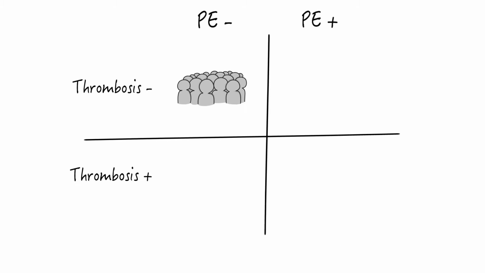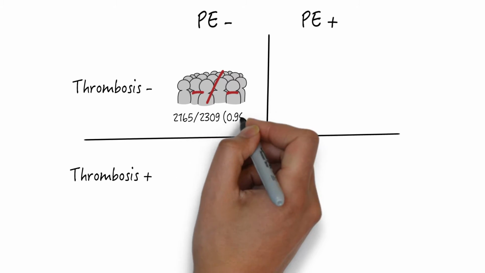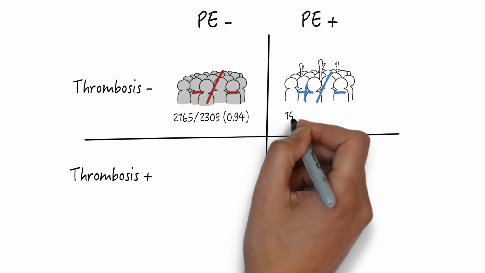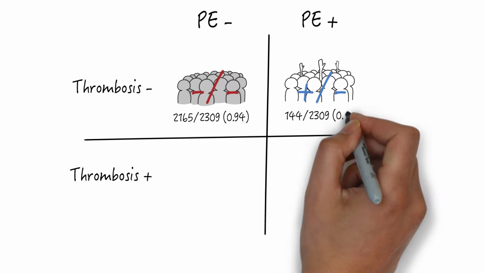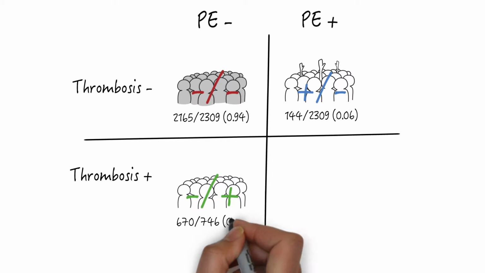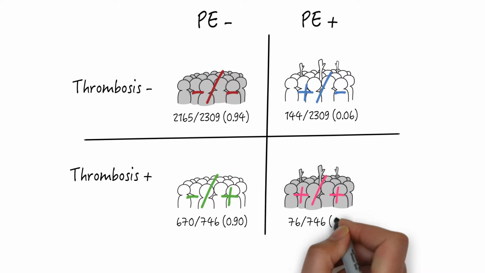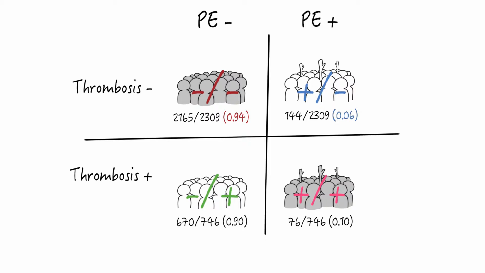I will be dividing my result into 4 categories: negative pulmonary embolism and negative thrombosis, positive pulmonary embolism and negative thrombosis, negative pulmonary embolism and positive thrombosis, and finally, positive pulmonary embolism and positive thrombosis. I will calculate the ratio of each category like this.